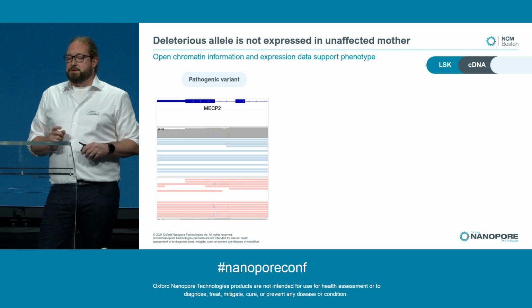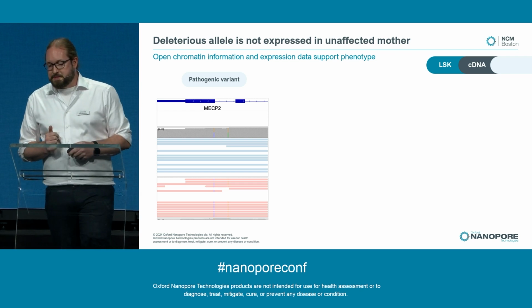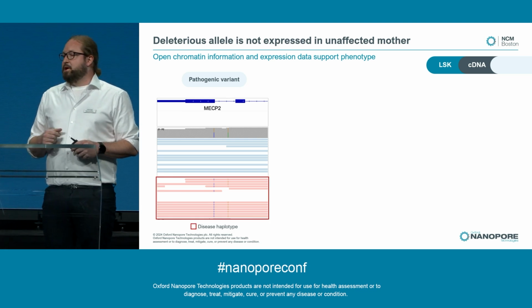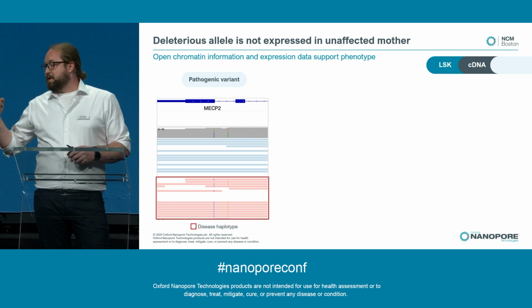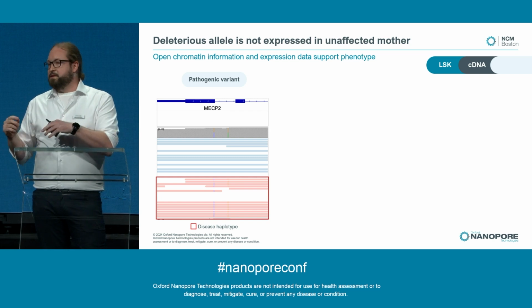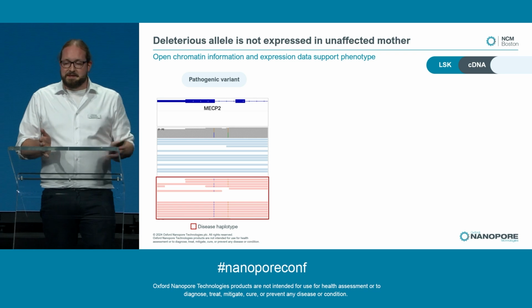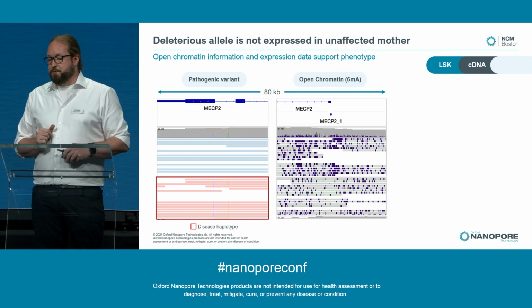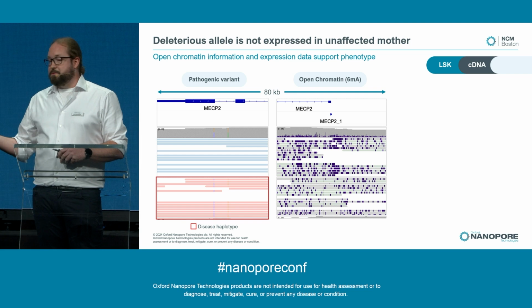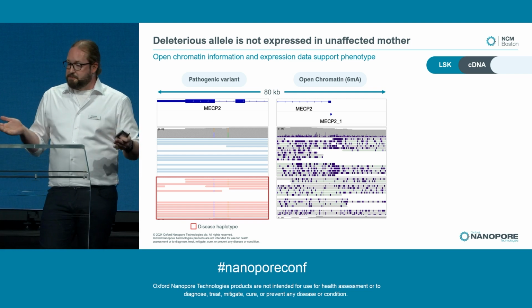What we need to do there, and this is where phasing comes into play. This is data from the mother. The pathogenic variant is at the bottom here. What we need to figure out is whether the MECP2 promoter on that allele is in open chromatin or not. For that, we need to phase the end of the gene, this last exon of MECP2, with the promoter that's upstream of MECP2. In this example, that's 80 kb, but with long-read phasing, we can just do that.